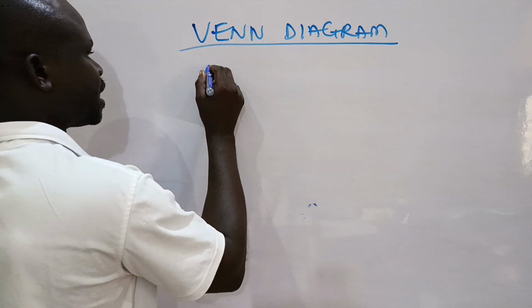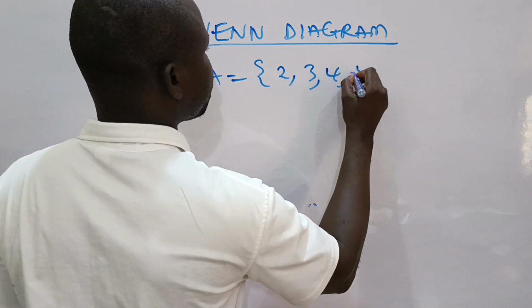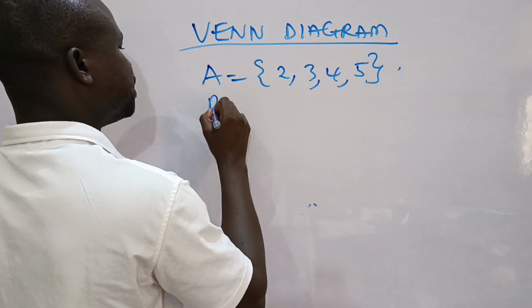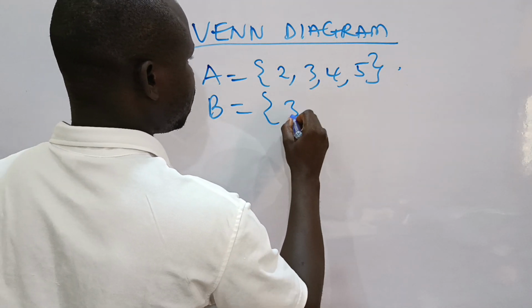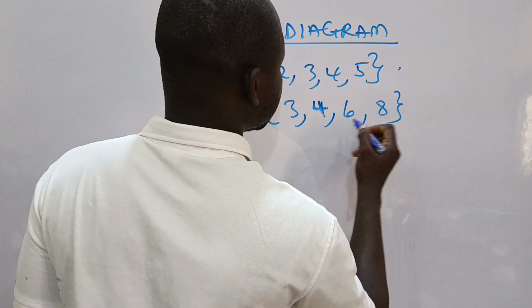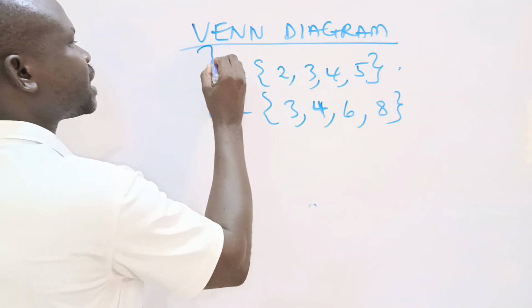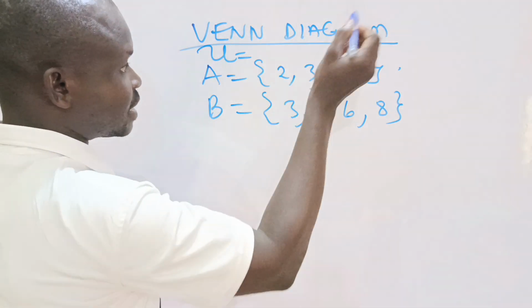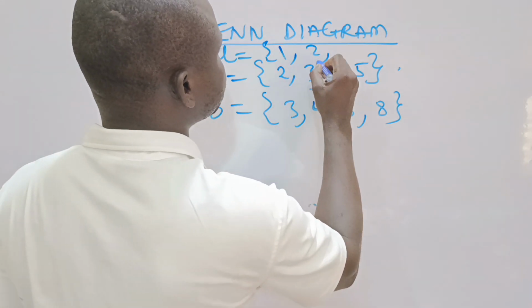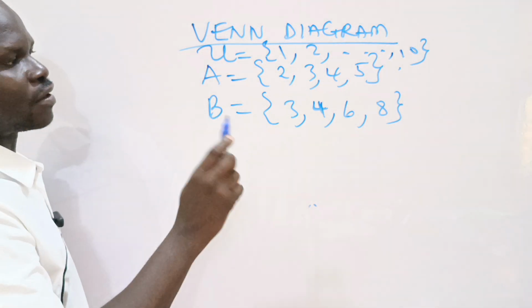For instance, if you have set A equal to 2, 3, 4, 5, and you have another set B equal to 3, 4, 6, 8. These are two sets, A and B. Then you have the universal set, the mother set, say from 1, 2, up to 10. The universal set is always the largest set under consideration.